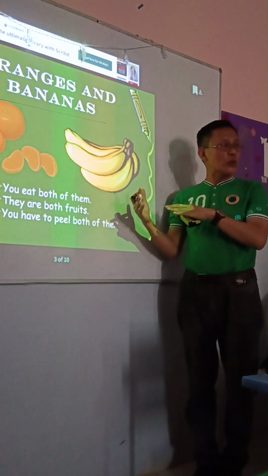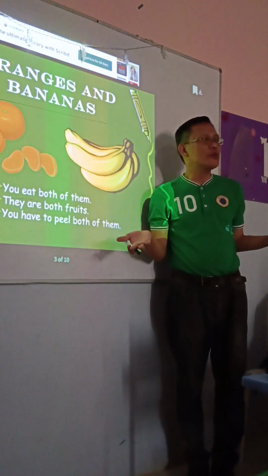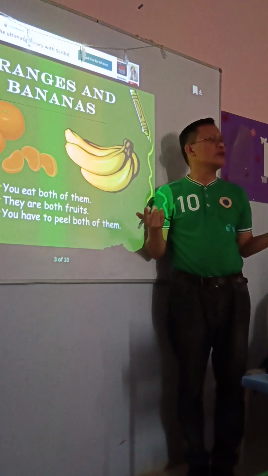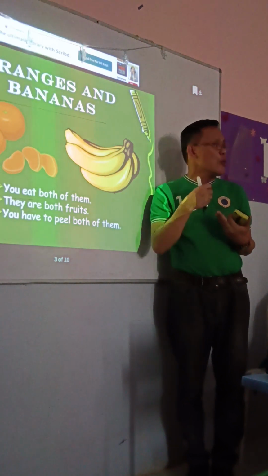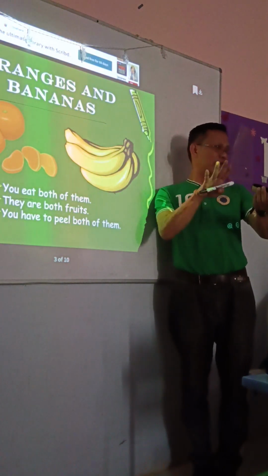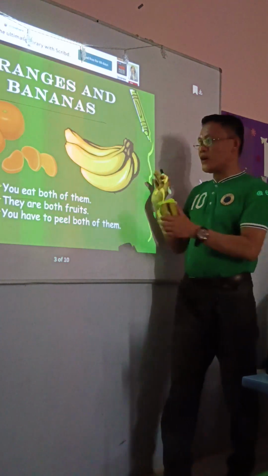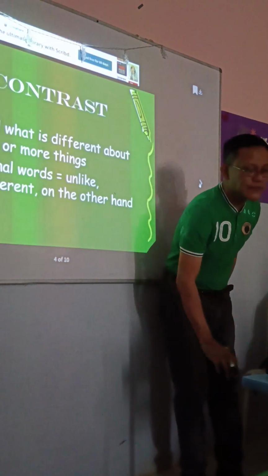And these fruits, before we eat, what are we doing? What are we going to do? We peel them in order to eat. We peel them. Okay? You know, peel, not feel. You feel the fruit like this, or you peel. So these are examples of the comparison.